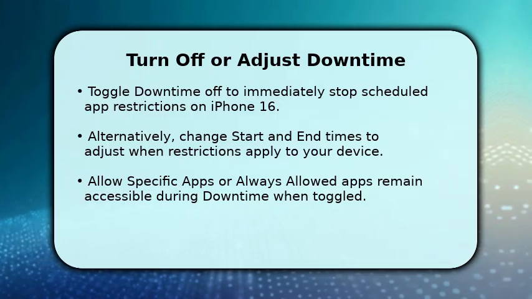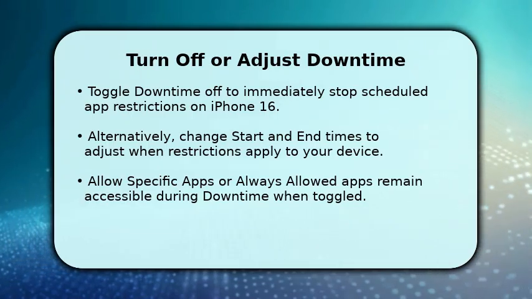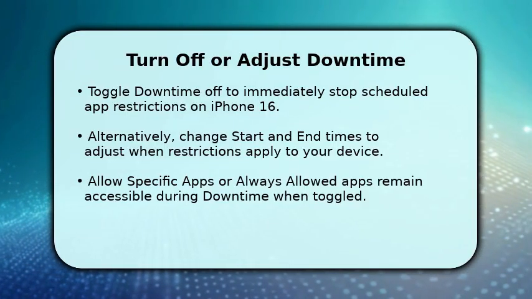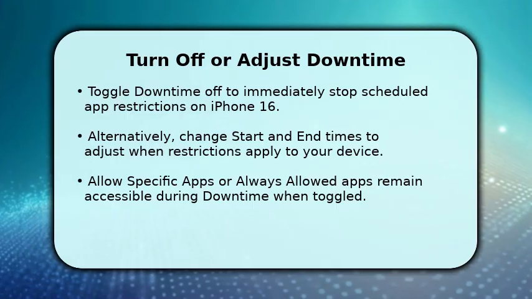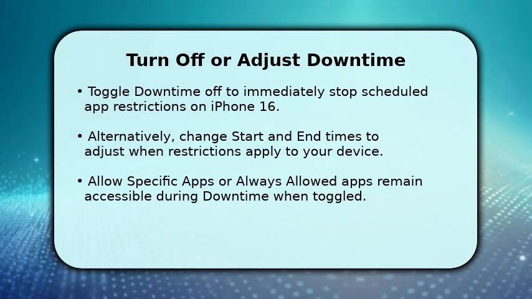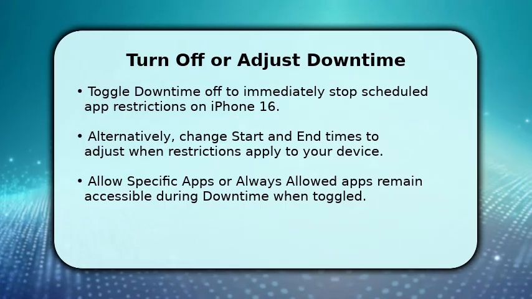To adjust rather than disable, tap Start and End Times and set new schedules. Use the calendar-style picker to choose exact hours and minutes for your new downtime window. Scroll to Always Allowed to choose apps that stay permitted during any downtime schedule.